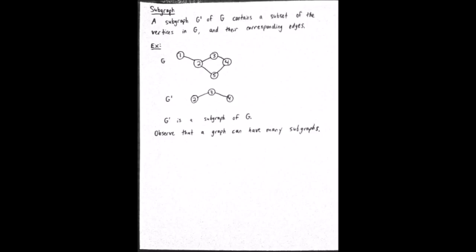To define a subgraph: a subgraph G' of G contains a subset of the vertices in G and their corresponding edges. In this example we have G with the vertices labeled 1, 2, 3, 4, and 5, and to choose any subgraph of that would be to choose a subset of the vertices and include their corresponding edges. G' is an example of a subgraph of G because we're choosing the vertices 2, 3, and 4, and there are the edges between them. There's the edge between 2 and 3 and the edge between 3 and 4. There's no edge between 2 and 4, so we don't include that. That's what a subgraph is: you're just choosing a subset of the vertices and adding the edges that are included between them.